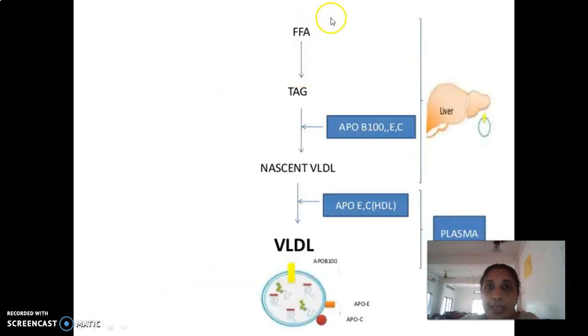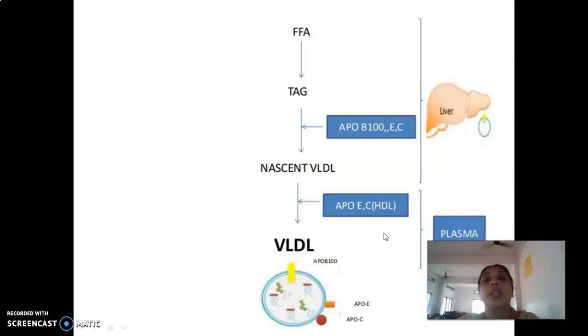Free fatty acids accumulate and enter into TG synthesis, right? TG metabolism we have already completed. So TG will be formed. Now this TG will be packed within ApoB100 to form nascent VLDL, and this nascent VLDL will attach more and more ApoE and ApoC derived from the HDL molecule in the blood. See, it is in the blood. So nascent VLDL is converted into VLDL in the circulation, right?